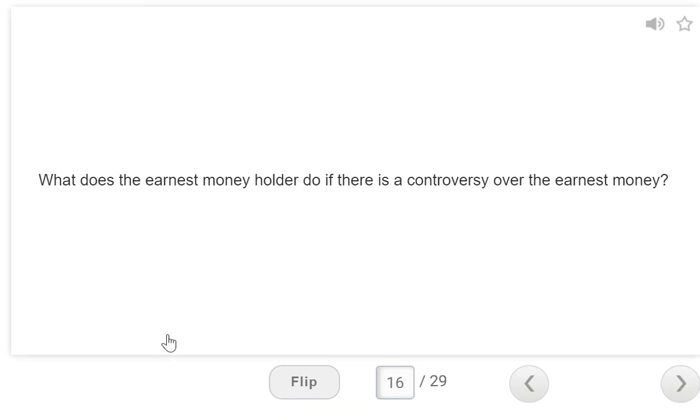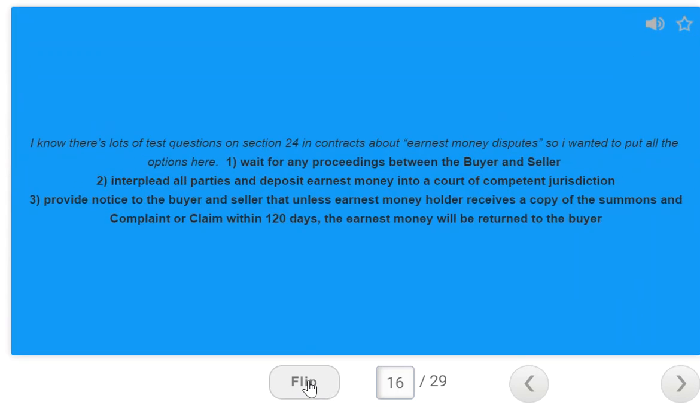What does the earnest money holder do if there's a controversy over the earnest money? So I know there's lots of test questions on section 24 in contracts about earnest money disputes. So I want to put all the options here. There's not just one option if there's a controversy over the earnest money. The first option is to wait for any proceedings between the buyer and seller. So let's say the title company is holding the money and they can just say, hey, we'll wait and let you guys go to mediation and basically agree to whatever you guys agree to.